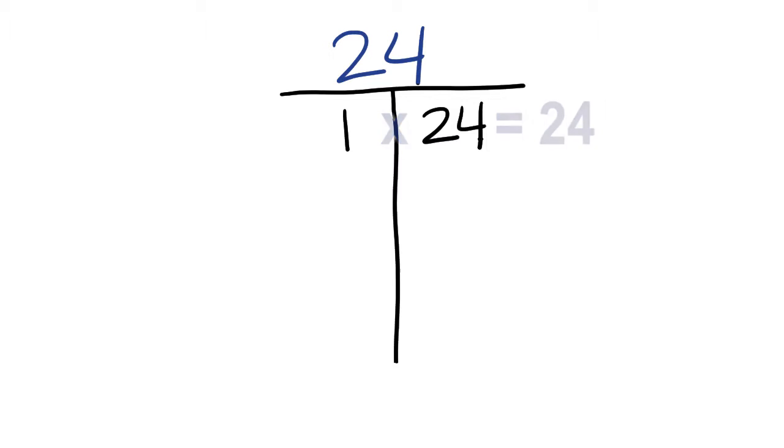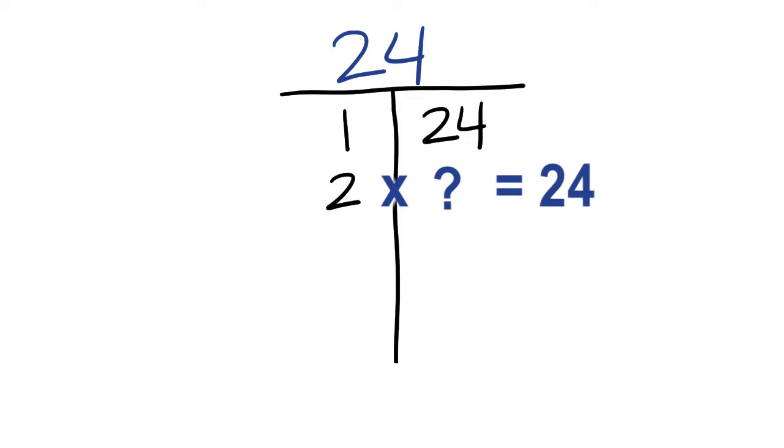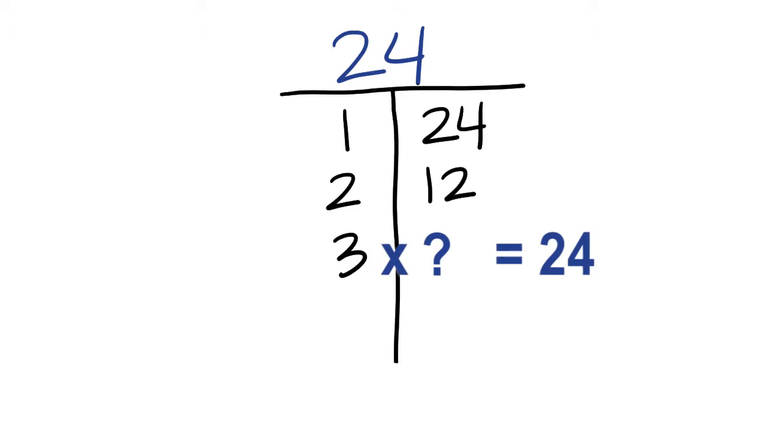Next, is the number divisible by 2? If it is divisible by 2, the number 2 would be a factor, and the other factor would be half of the number being factored. The factors are 2 and 12. Let's continue on with the number 3. Can 3 times a number equal 24? Yes. 3 times 8 equals 24. Therefore, 3 and 8 are factors.